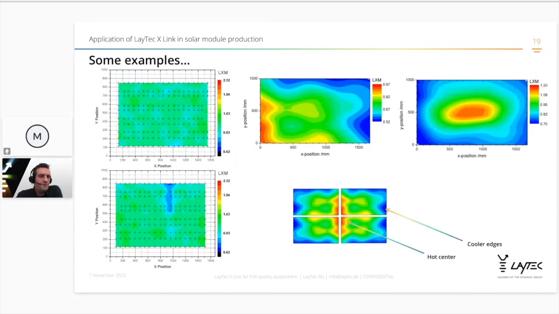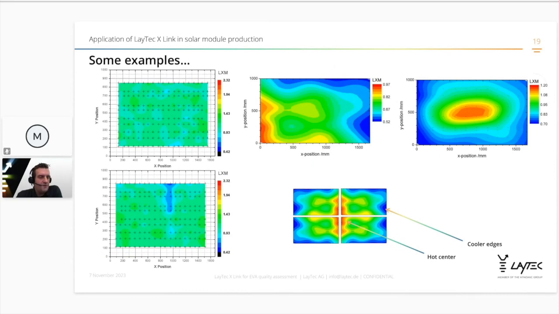Here are just some examples of LXM distributions that we obtained in full maps of the PV modules. The most intriguing one is the one you can see on the left-hand side. This was a series of, I think, in total 100 modules that were produced one after another. And it started out with very unsuspicious LXM distributions, so everything around a value of 1.4, which is quite normal for EVA.